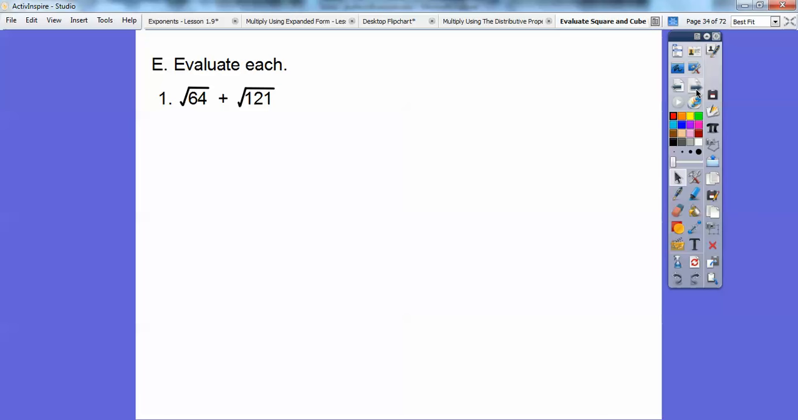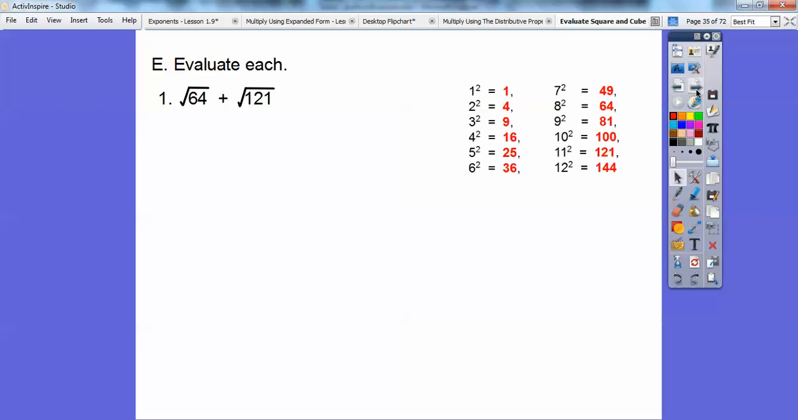So let's evaluate the square root of 64 plus the square root of 121. Okay, here are the square roots that we have over here. The square root of 64 is 8. The square root of 121 is 11. Again, try to know these ones right here, you guys. So this is going to be 8 plus 11. 8 plus 11 is 19.